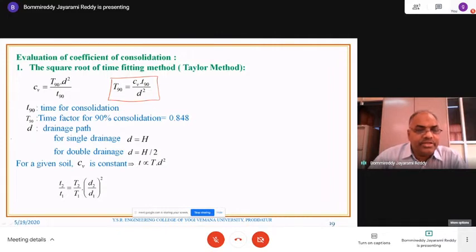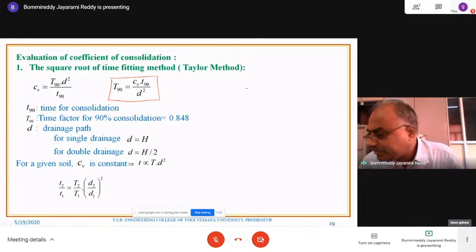And d is the drainage path. Small d is the drainage path. Normally, H is the thickness of the soil layer we represent, and d is the drainage path. If the water is coming out of the soil by means of a single drainage path, we take d equal to H. And for a double drainage, d is equal to H by 2.